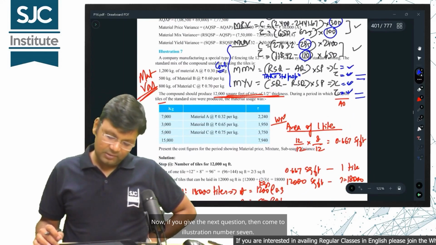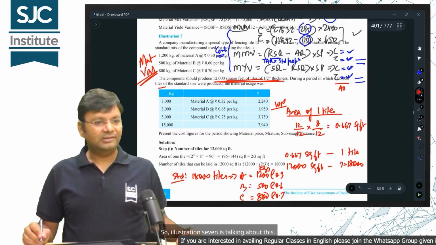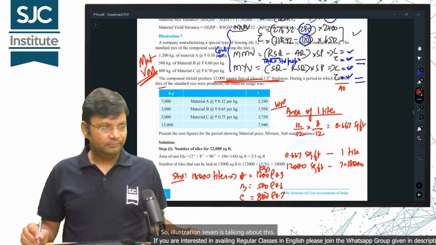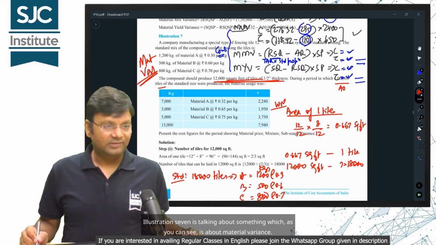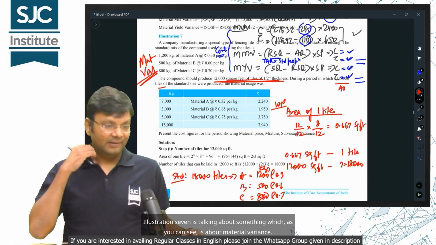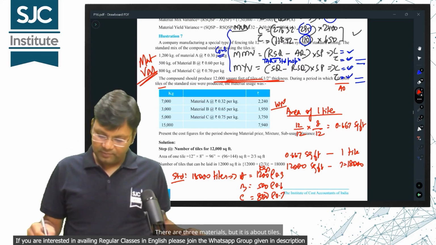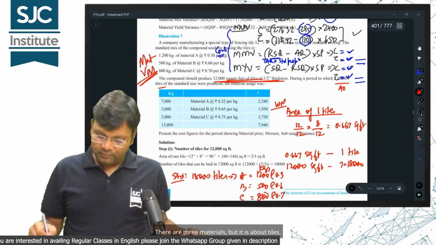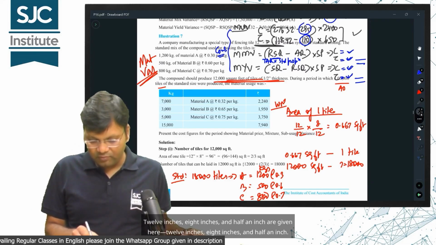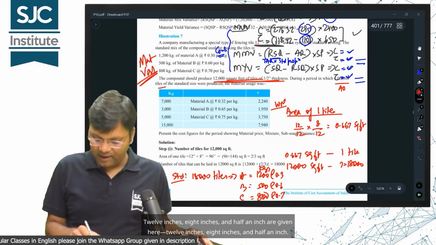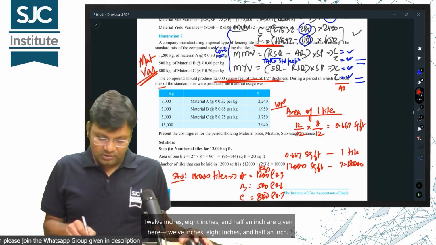Now, if you give the next question, then come to illustration number 7. So, illustration 7 is talking about something which, as you can see, is about material variance. There are three materials, but it is about tiles. For tiles, length, breadth and height are given. 12 inches, 8 inches and half an inch are given here.